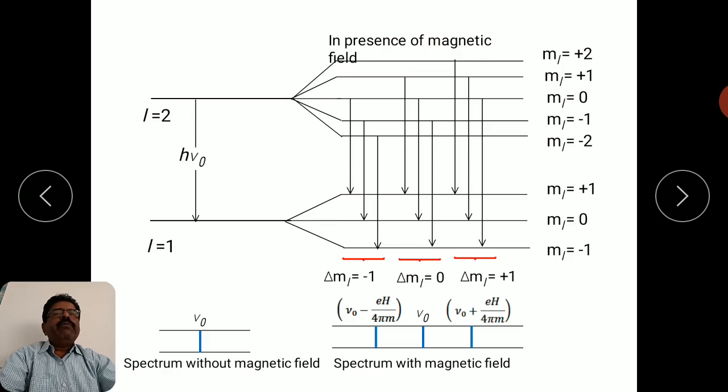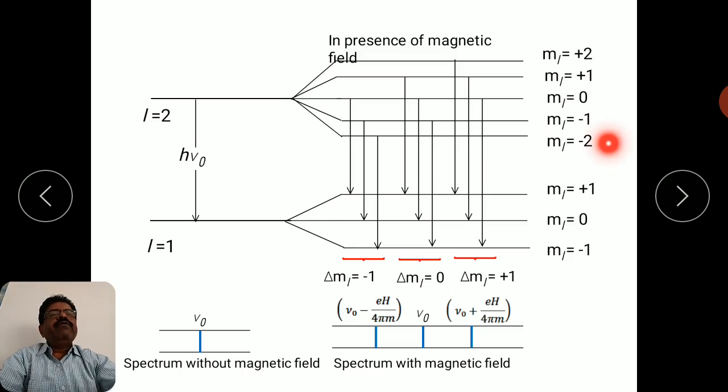In presence of a magnetic field, as we have seen, there can be different values of ml. ml can take 2l plus 1 values. For L is equal to 1, 2l plus 1 is equal to 2 into 1 plus 1, that is 3. So three different values of ml. What are these values? Plus 1, 0 and minus 1, that is minus L to plus L, all these possible values. So there are three values for L is equal to 1.